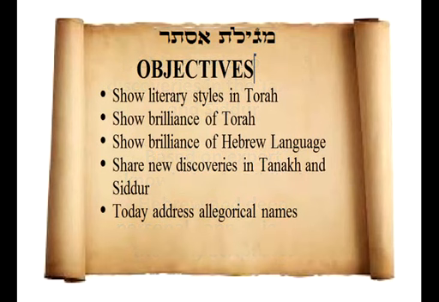My goals and objectives throughout this series are to show the brilliant, beautiful literary styles that are employed in the Torah, to show the brilliance in the writing system, to show the brilliance of the Hebrew language, and to share my new discoveries in the Siddur, the Torah, and the Tanakh. And today we are going to focus on allegorical names, and we can't really do that in the Torah without touching on the content, the subject as well.